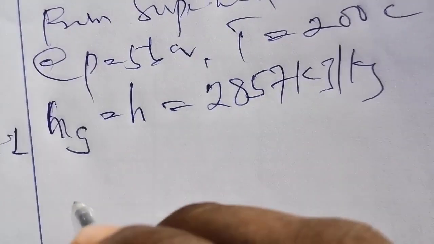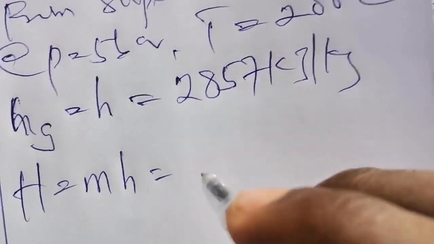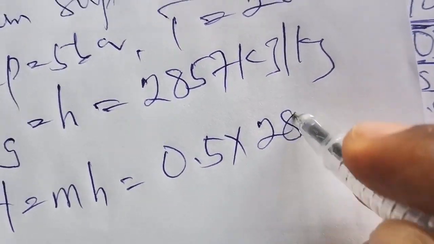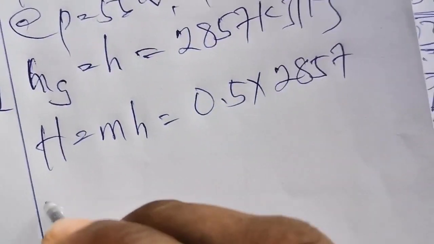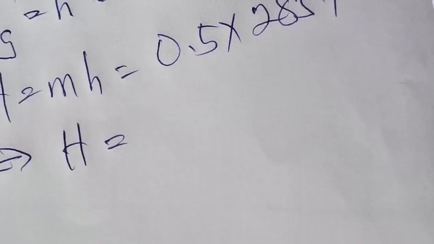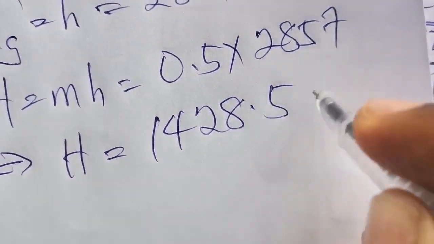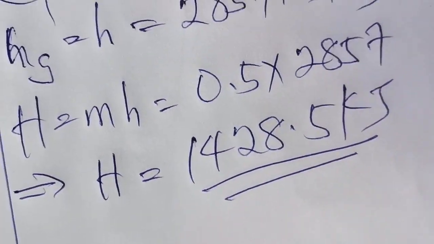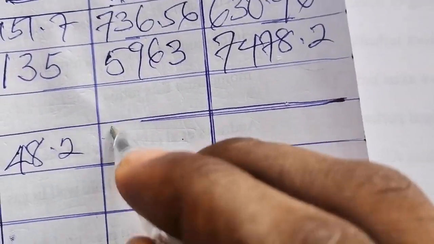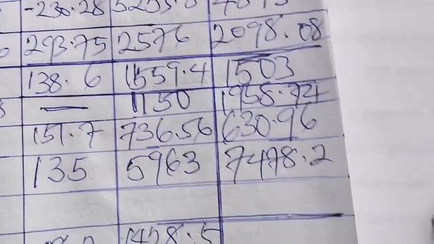We obtain total enthalpy H by multiplying that value by mass. Mass was obtained as 0.5, times 2857. This implies that total enthalpy H is equal to 1428.5 kilojoules. So let's fill that up: 1428.5.